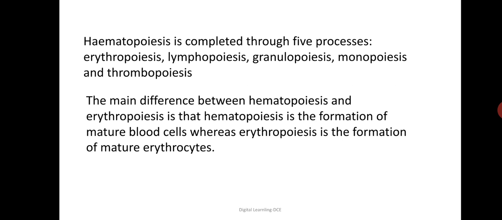Hematopoiesis is completed through 5 processes, that is formation of different cell types: erythropoiesis, lymphopoiesis, granulopoiesis, monopoiesis, and thrombopoiesis. The main difference between hematopoiesis and erythropoiesis is that hematopoiesis is the formation of mature blood cells, all types of cells, whereas erythropoiesis is the formation of red blood cells or erythrocytes.